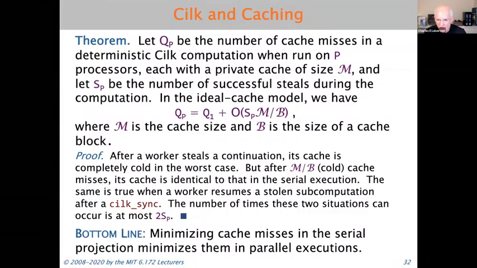It's not a very strong bound because M over B tends to be large, and S sub P is the total number of successful steals, which could also be large. But real programs don't seem to come close to this order S_P M over B upper bound. And it's an interesting research problem to find a bound that's better. But the theorem does say, and this is the bottom line, that minimizing cache misses in the serial projection minimizes them in parallel executions. And it does seem like a good idea to do in practice.